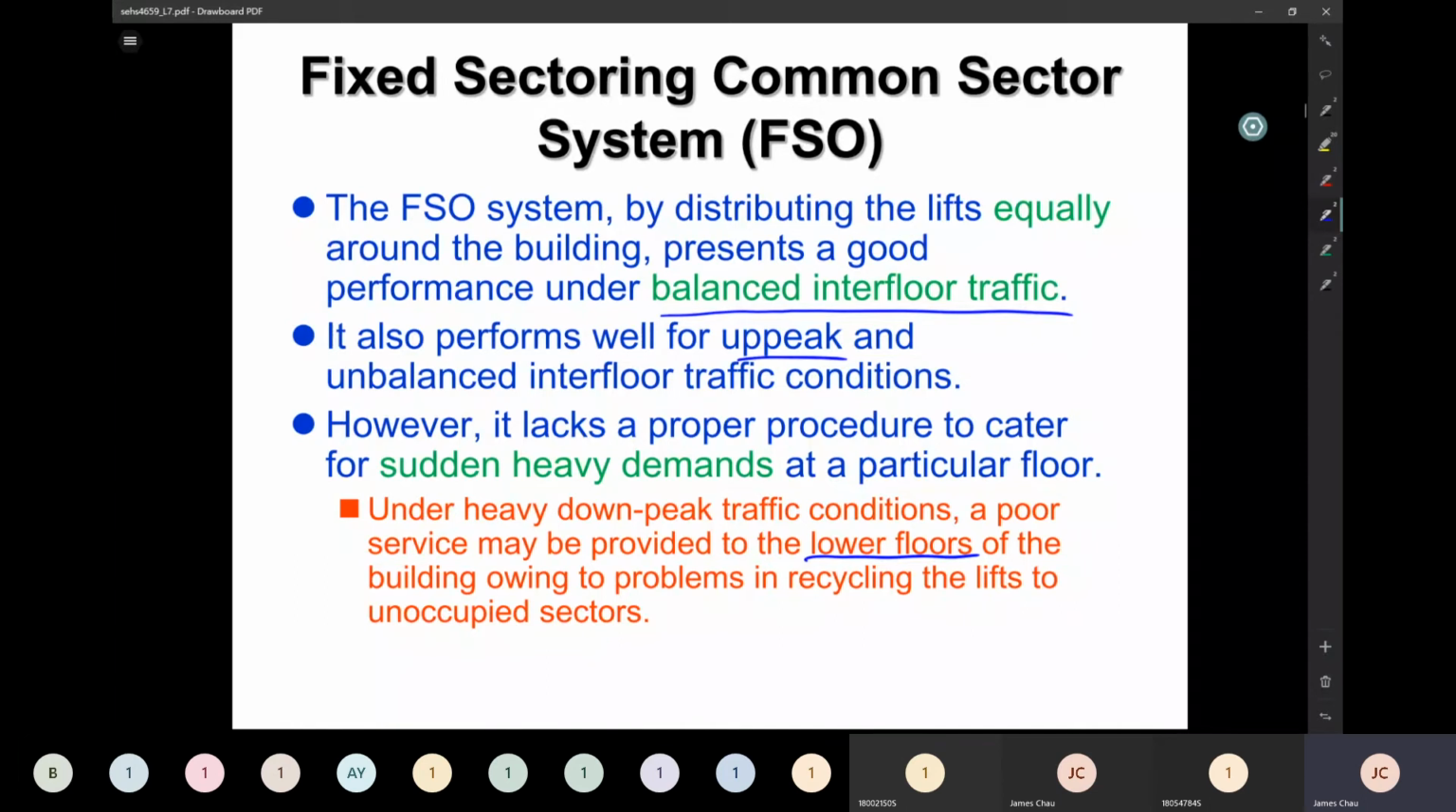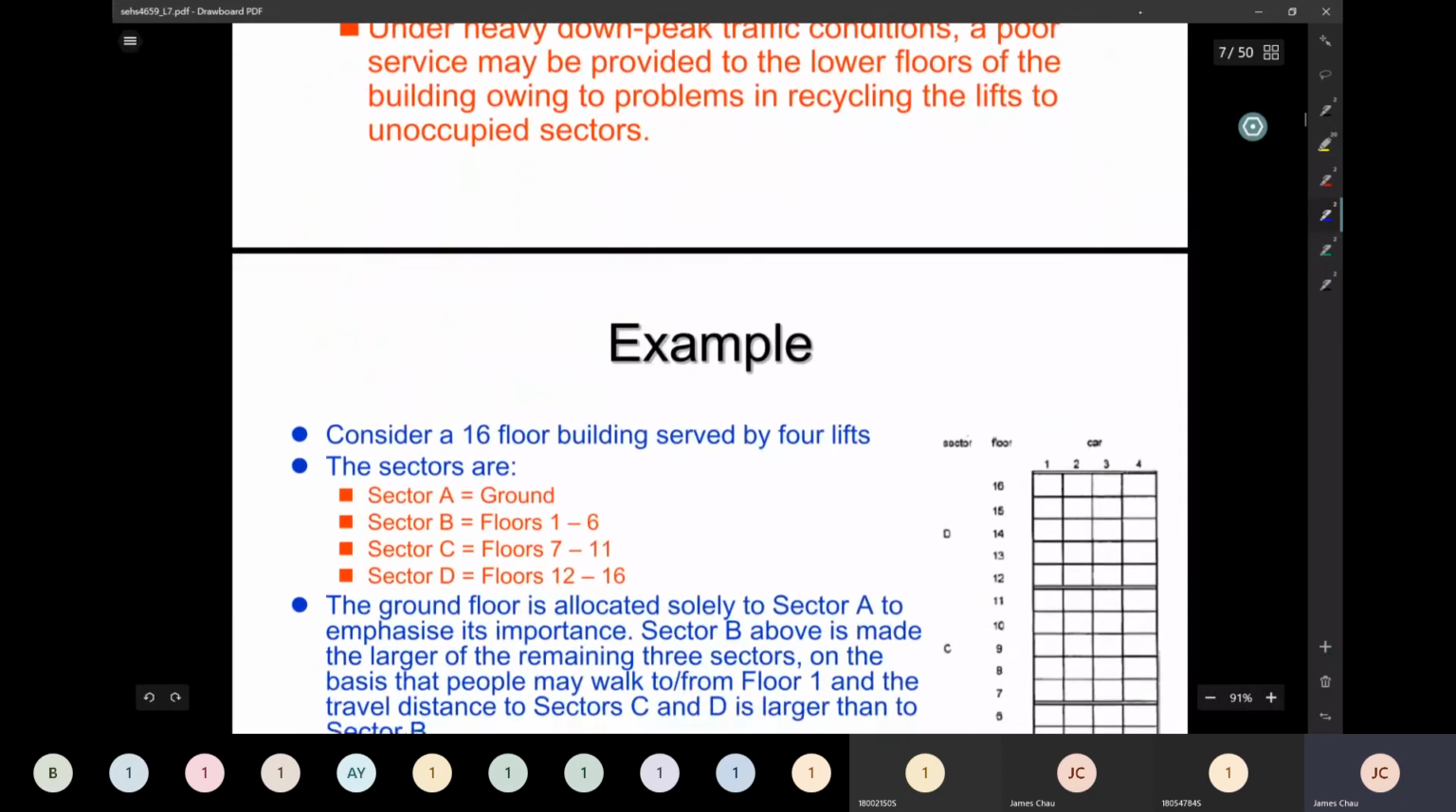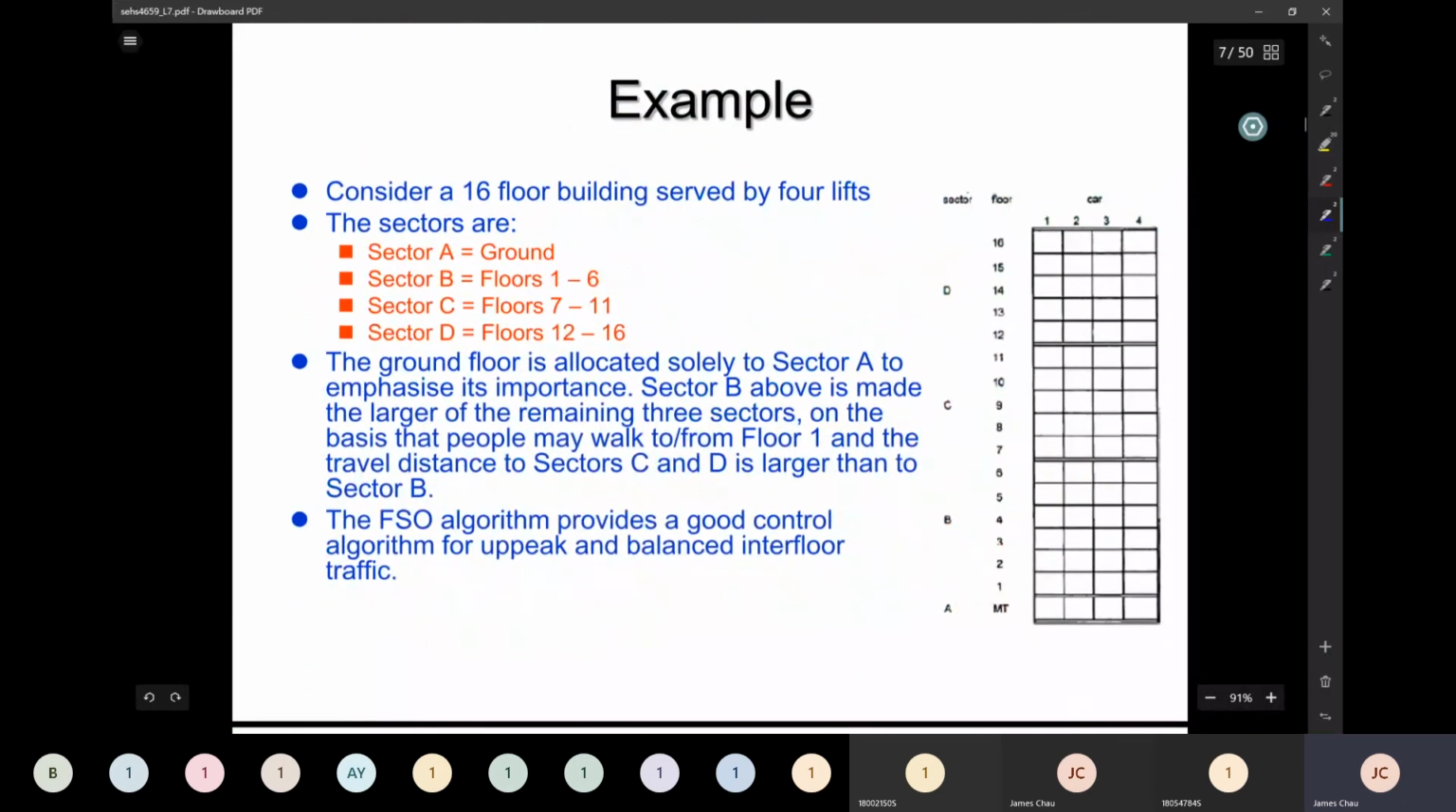So in order to solve the problem, we propose another approach. But before we do that, let me give you an example. In this example, you can see that we have a building with 16 floors and 4 lifts, and we classify the sector to become sector A. It mainly serves the ground, because we think that the main terminal is very important. Therefore, we assign only the main terminal as a single sector. That means we always have a lift assigned to the main terminal.